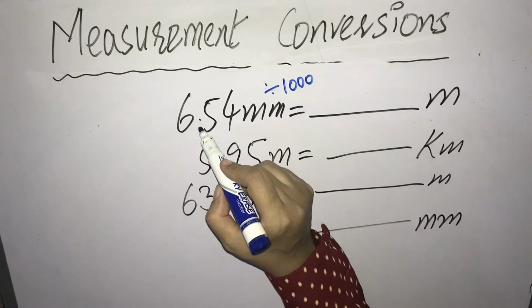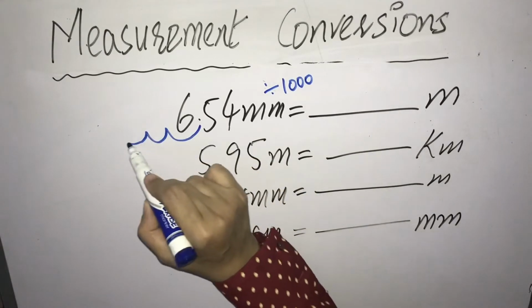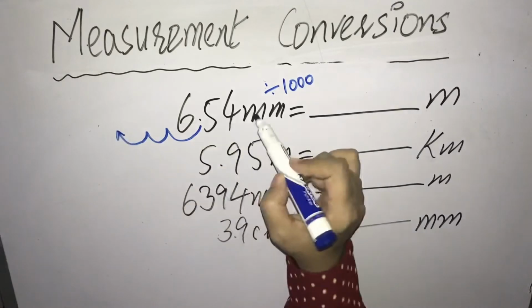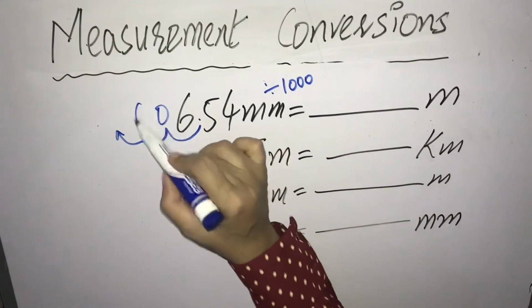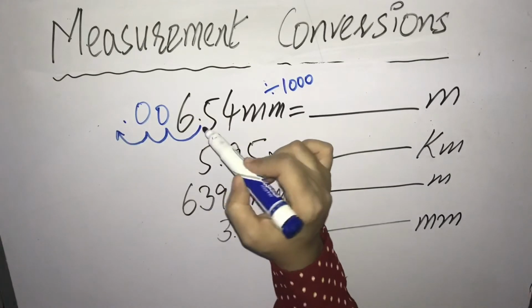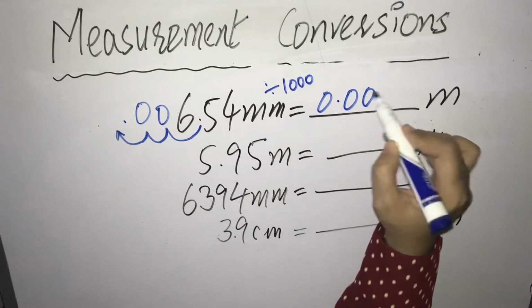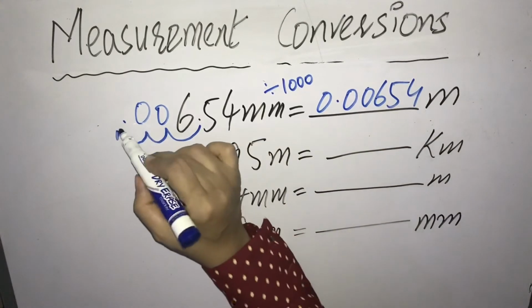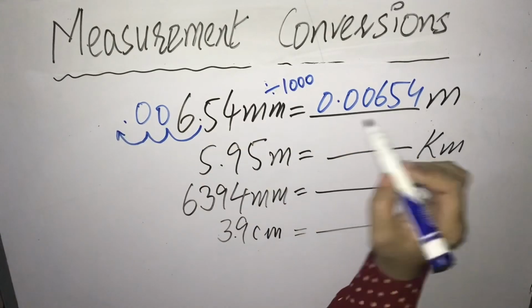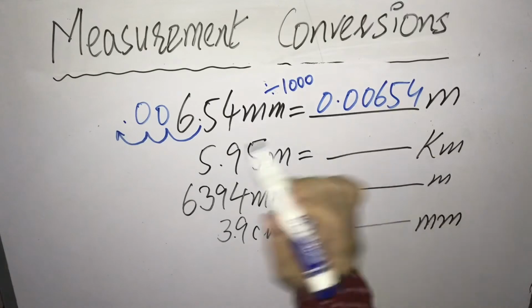Right now, decimal is here. We have to move it 3 places towards the left side. 1 digit is already available. 2 zeros we have to arrange or create, and our answer will be 0.00654. 6 along with 2 zeros, we shall move our decimal 3 digits. From here it will move 3 digits towards the left side.